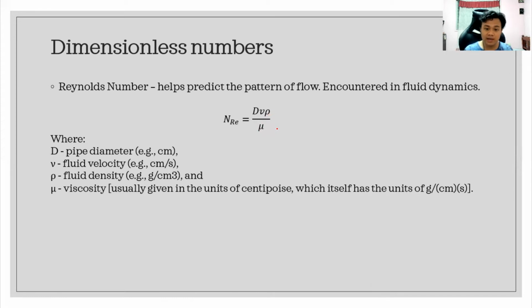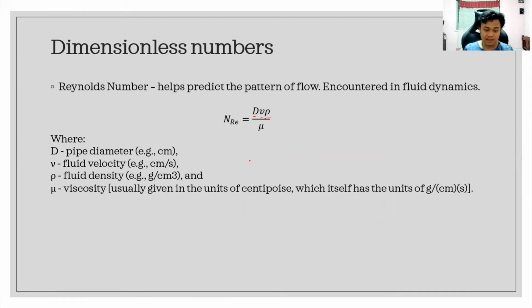So the way to memorize that is "magtanim ay dV rho." Okay? So "magtanim ay dV rho over mu." So that's how you can memorize it. It's really easy to memorize. "Magtanim ay dV rho over mu."